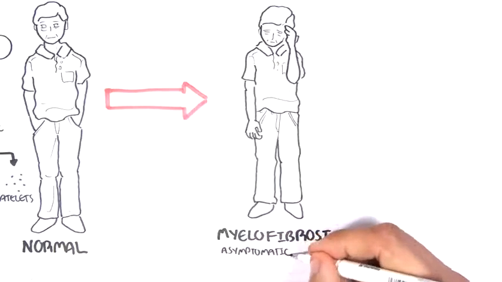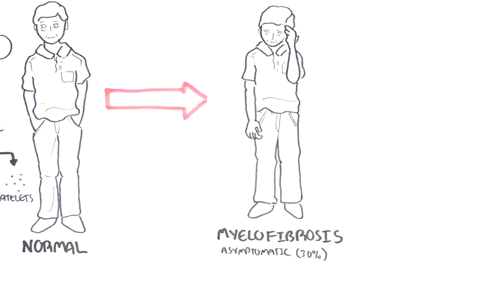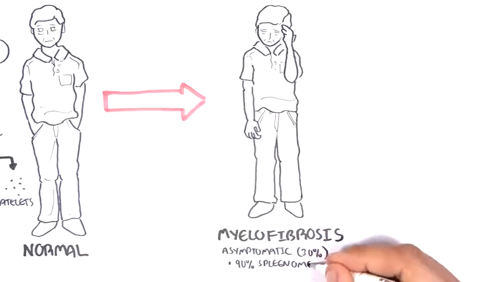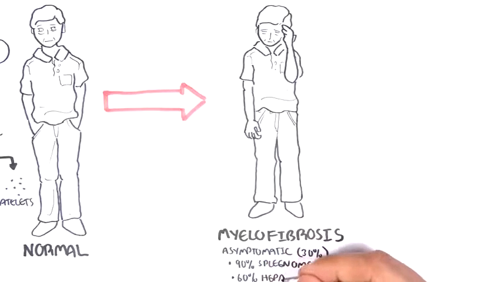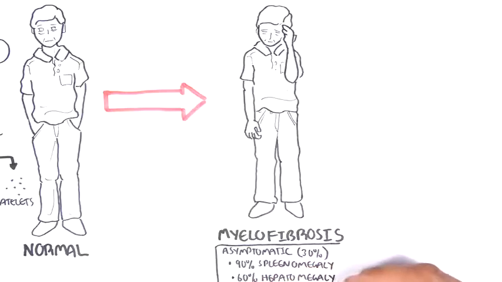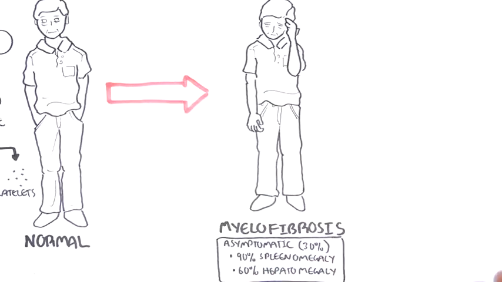A lot of people with primary myelofibrosis are asymptomatic, about 30%, but the majority of these people who are asymptomatic have splenomegaly, enlarged spleen, or hepatomegaly, enlarged liver. And we will see why this happens as we go along in the video.